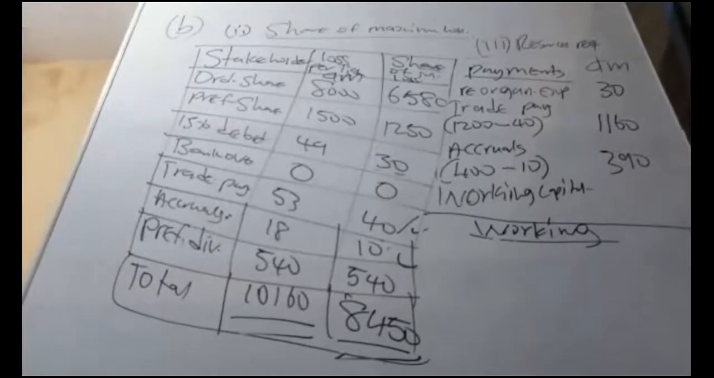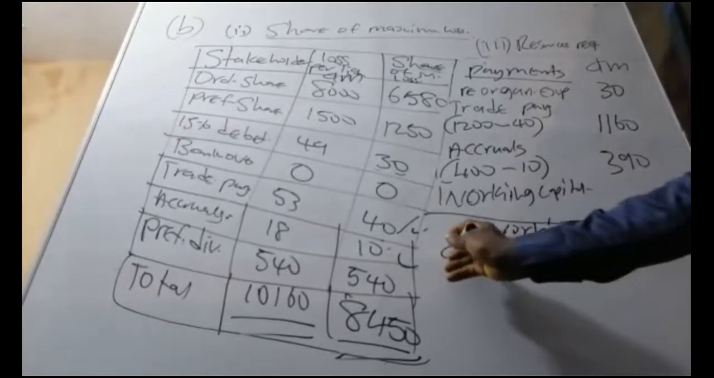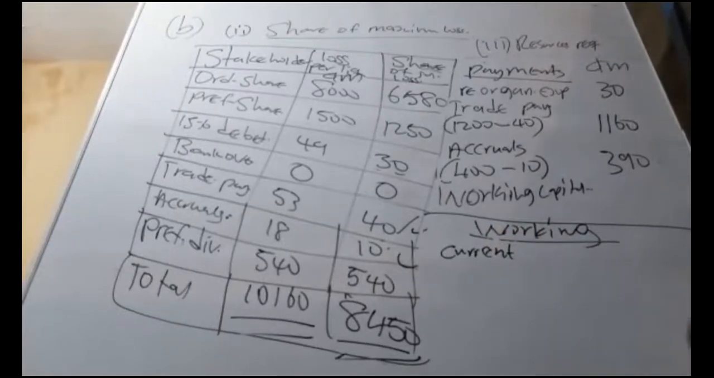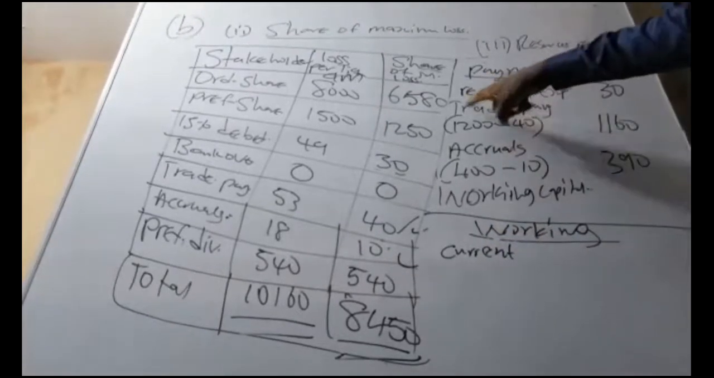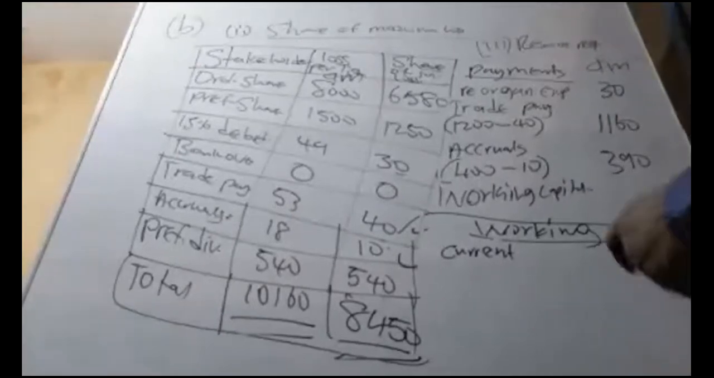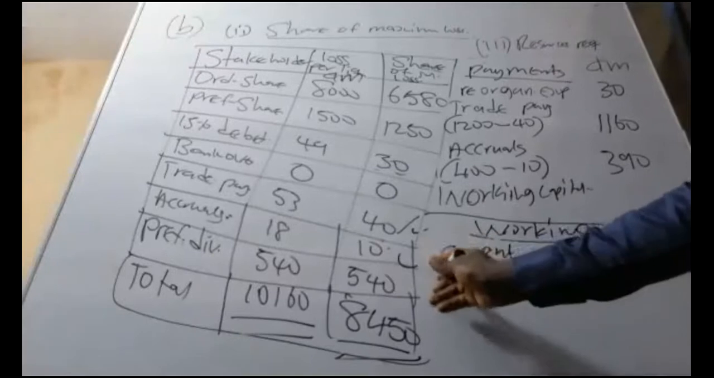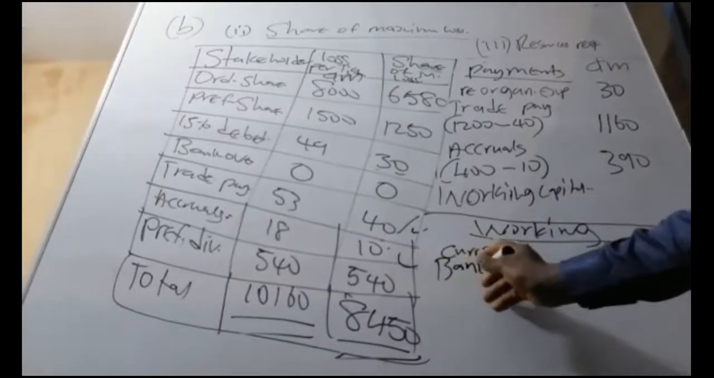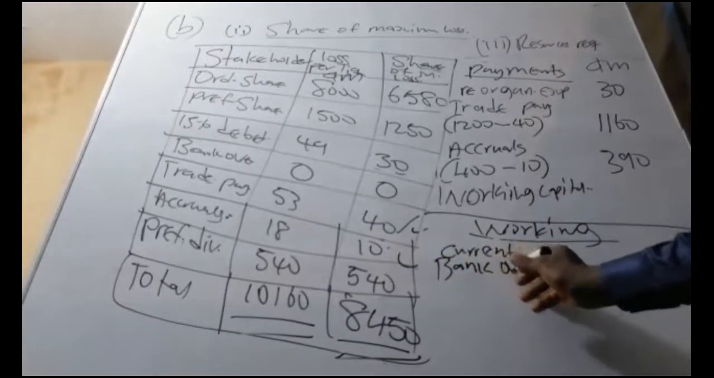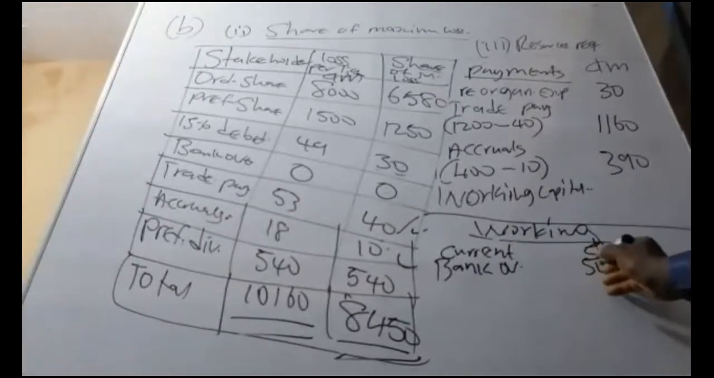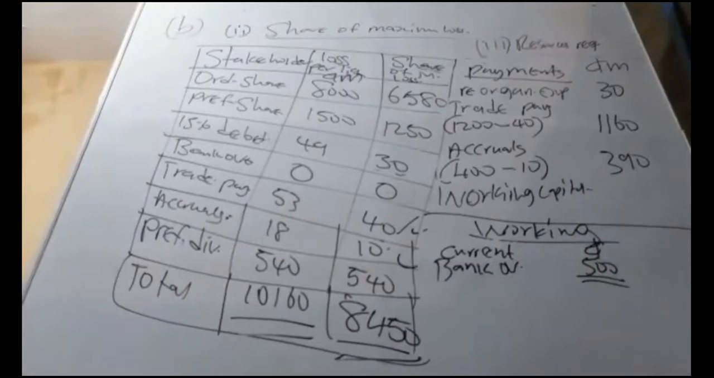So where do we start from? Let's start from the current liability. Please pick the new business. We have paid off all the current liabilities except the overdraft. So I'll write here bank overdraft. The bank overdraft is the only current liability left, and the figure is 500. I'll double underline it.